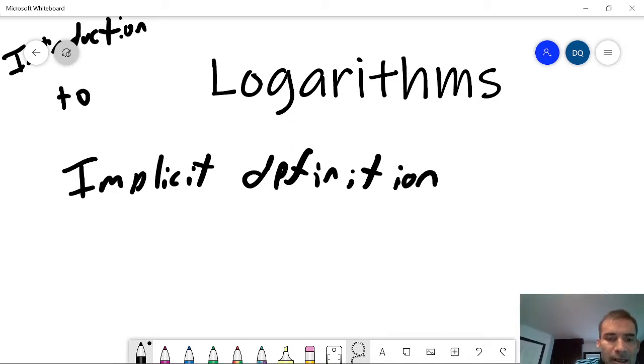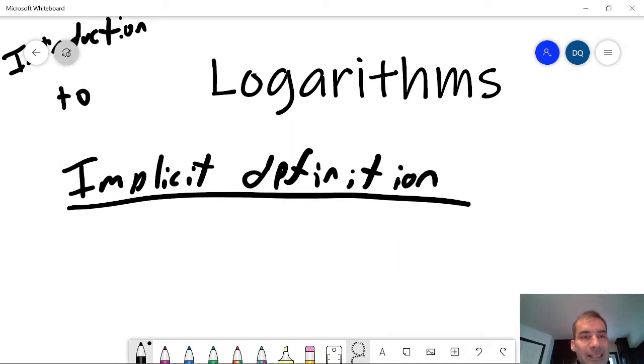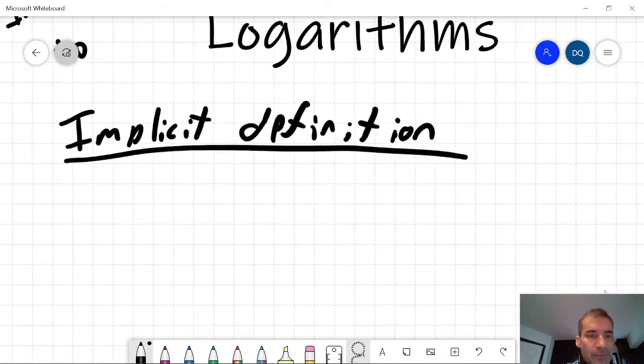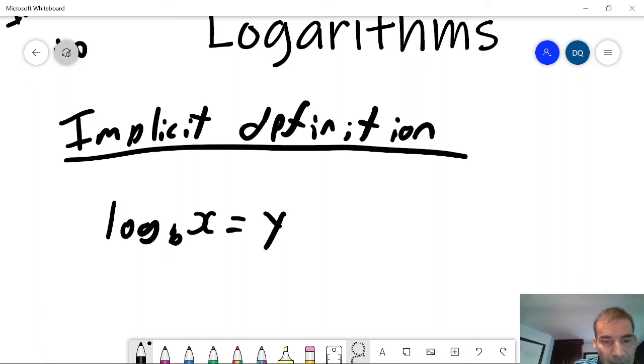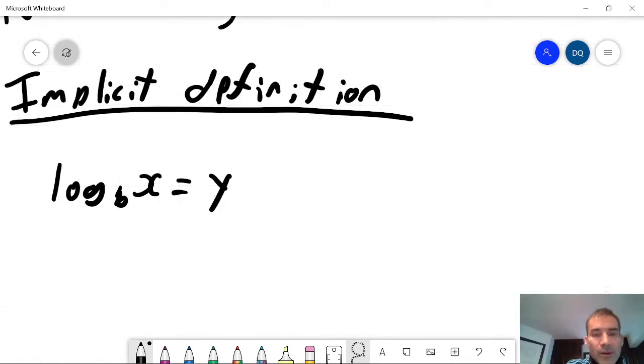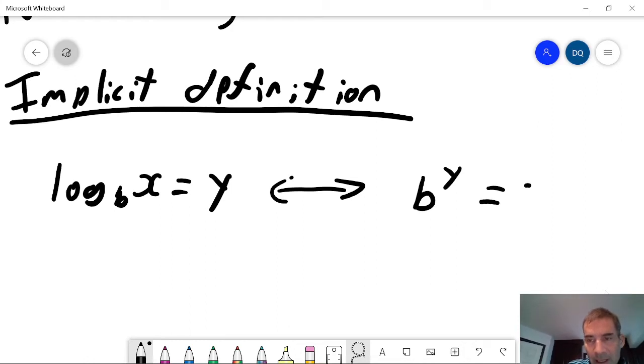What that means is we don't state exactly what the logarithm is. We understand what it is from the context. So here's what I mean. If I was to say that the log of base b of x is equal to y, what I'm saying is that if I take the power b to the exponent y, that's equal to x.